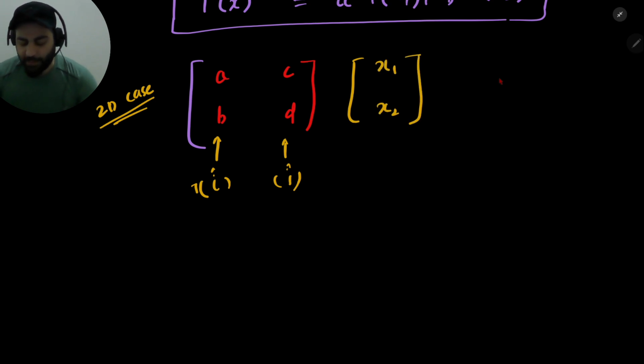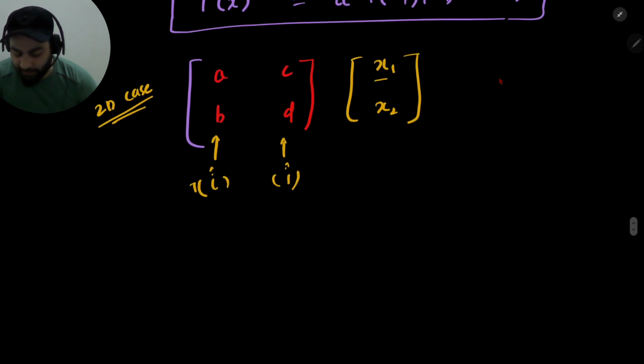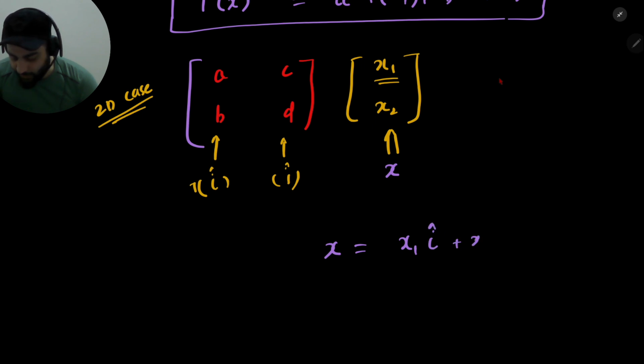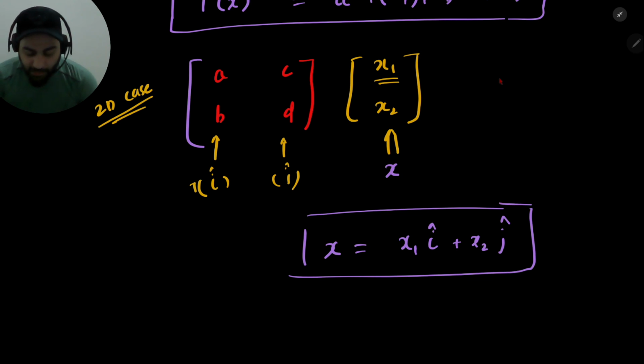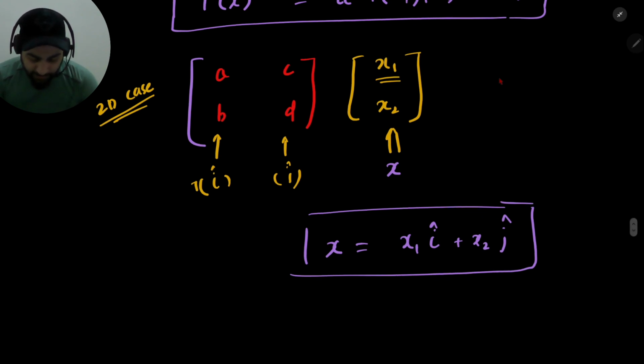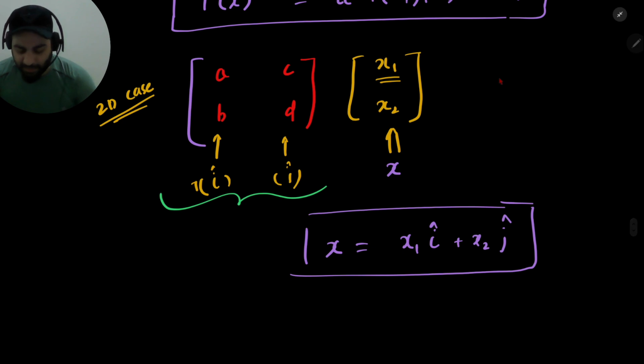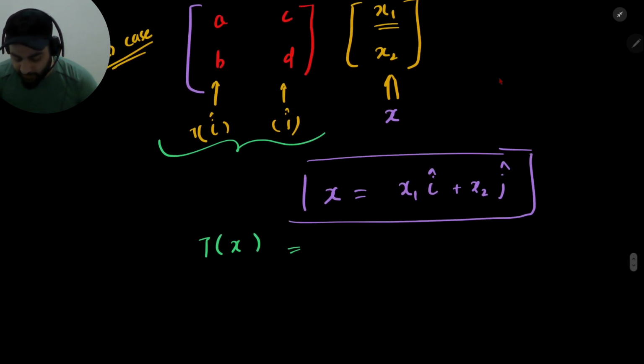Okay, as you know, initially this vector, let's suppose this vector here is x, would have been represented as x1 i hat plus x2 j hat. So this is the actual representation before transformation. Now we applied this transformation. So what will happen to the transformed x? How will this vector transform? It will get transformed like this.